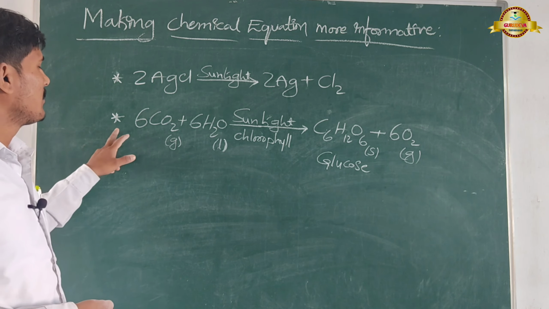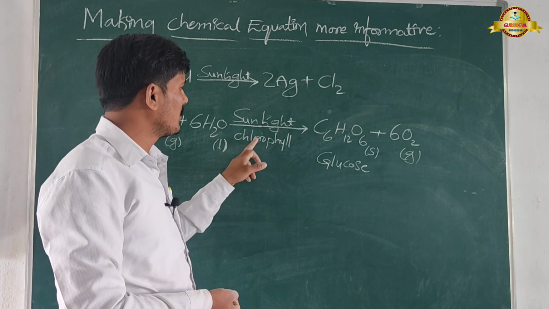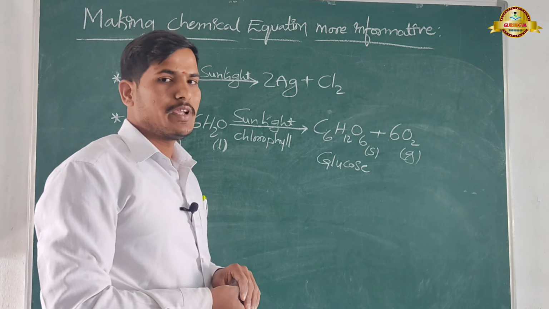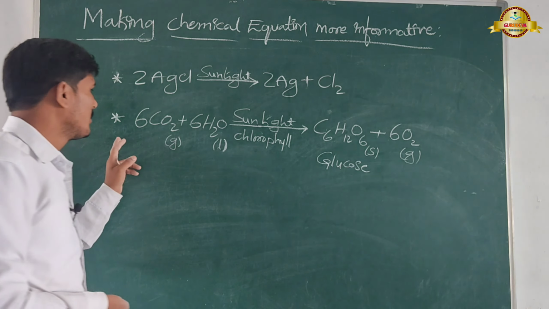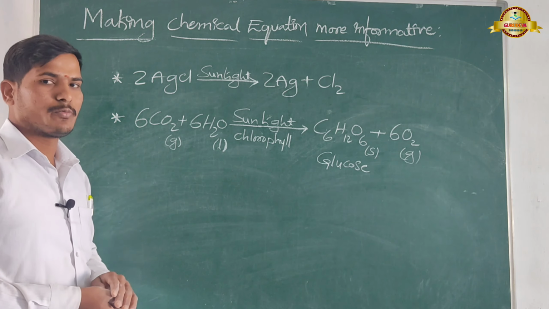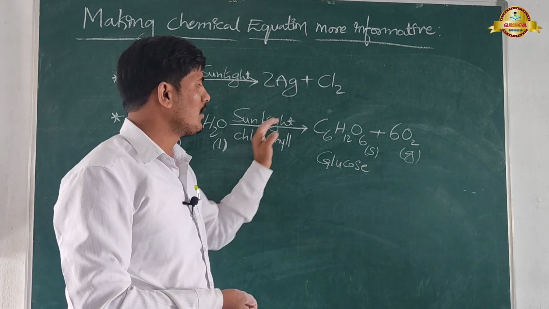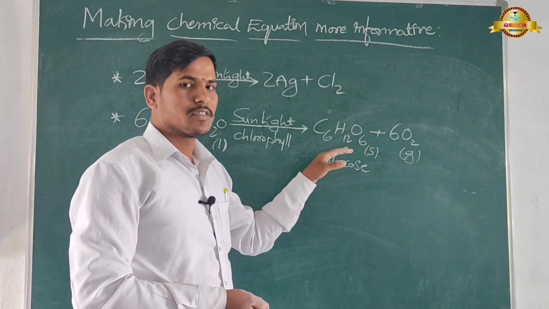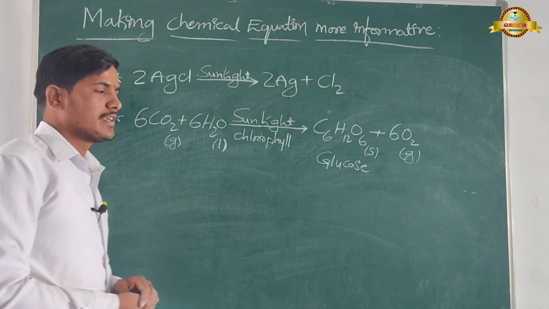Next, another reaction: carbon dioxide when treated with water molecules, in the presence of sunlight and chlorophyll, will form glucose and 6 moles of oxygen will be evolved. Here C6H12O6 means glucose. This is called a photosynthesis reaction. It occurs only in the presence of sunlight and chlorophyll. Plants prepare their food, glucose, C6H12O6, by using these four factors. This is called a photosynthesis reaction.